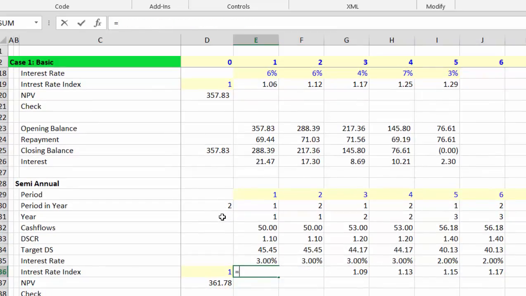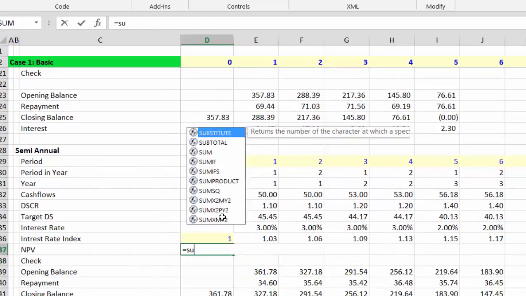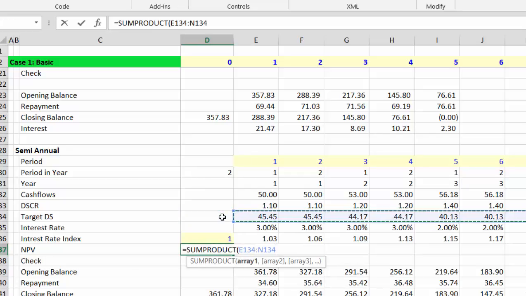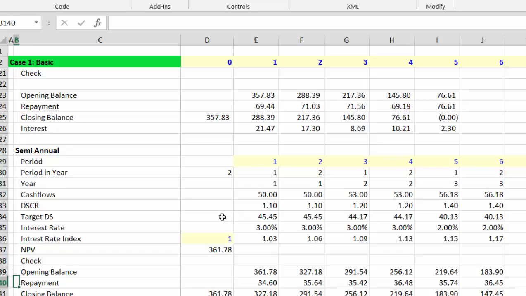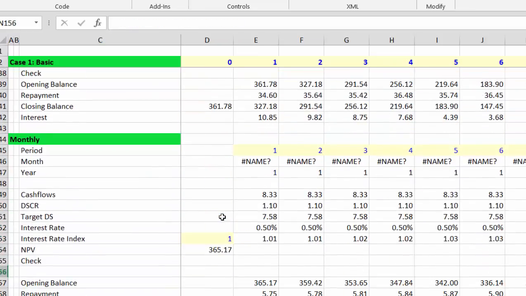And then the interest rate index, we multiply this by 1 plus the discount rate, the semi-annual interest rate now. And this again is the sum product of the cash flows, or the target debt service, divided by the interest rate. So we've got changing interest rates in all this, and then the opening balance equals the closing balance goes to 0. And then let's do the monthly one now.